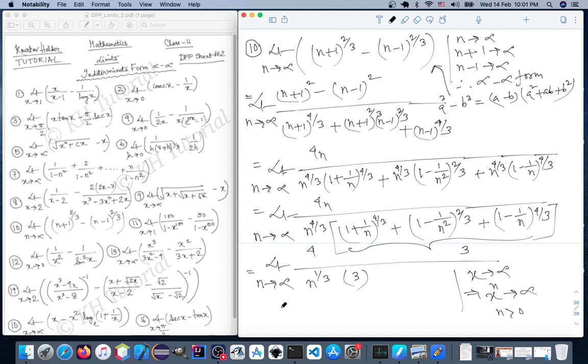So this becomes 4 by infinity, so 0. So 0 is the answer. Let's see the next question.